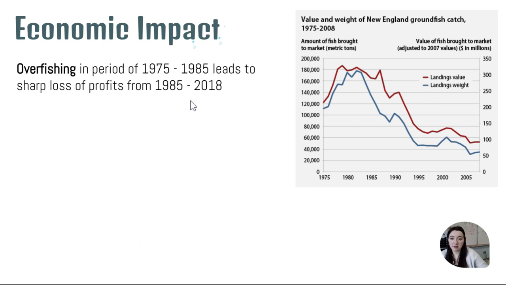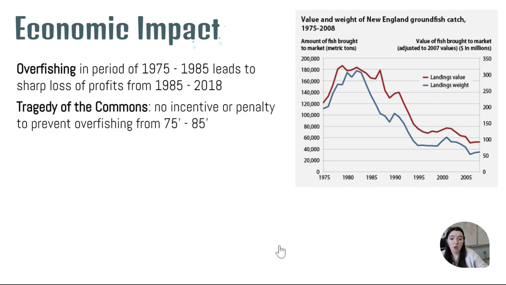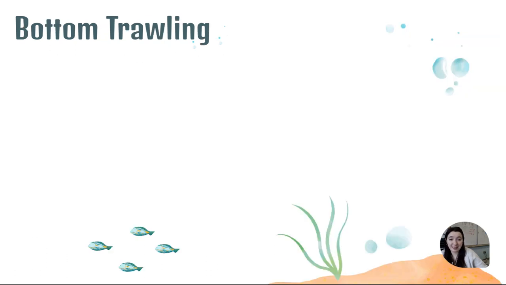From 1975 to 1985, we see this really sharp decline of fish that were bought. Too much overfishing, sharp decline in the numbers of individuals. Then you're going to have this huge loss of profit because you're overfishing too much. We no longer have enough fish left to sell and for people to eat. So this is the tragedy of the commons happening in action. There was no incentive or penalty to prevent overfishing from happening from 1975 to 1985.